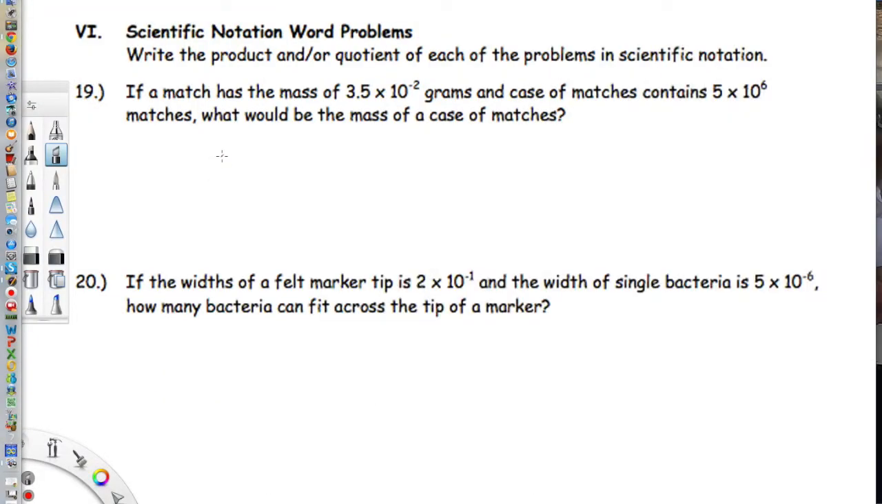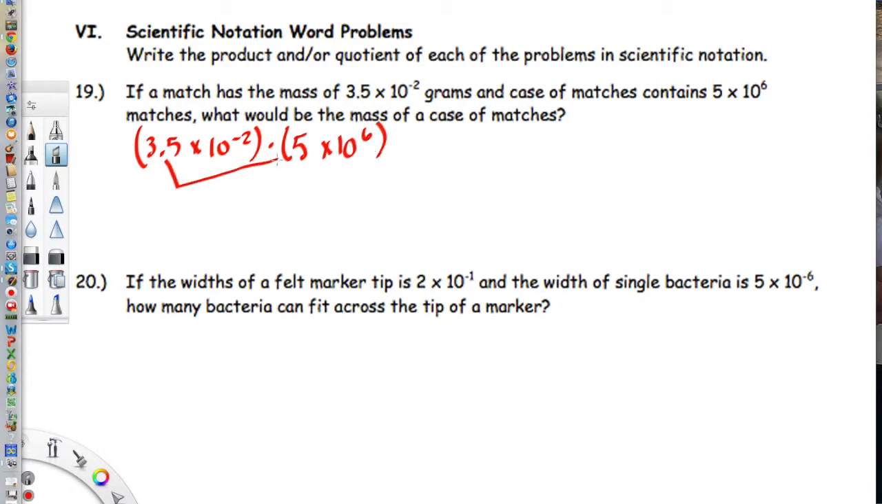Number 19 says, if a match has the mass of 3.5 times 10 to the negative 2nd power grams, and a case of matches contains 5 times 10 to the 6th power matches, that's how many matches, what would the mass of the case be? Well, if this is the weight of one match and we have this many matches in a case, we're multiplying. This would be 3.5 times 10 to the negative 2nd power times 5 times 10 to the 6th power. That's how many matches we have in a case.